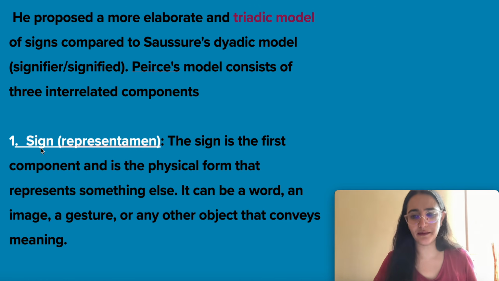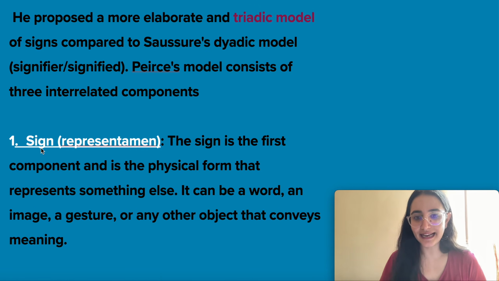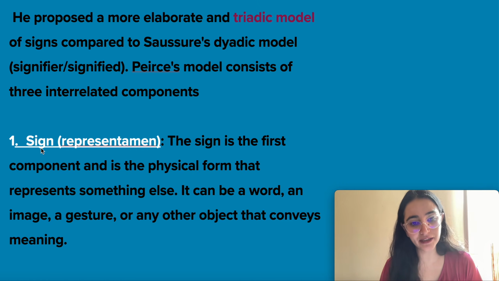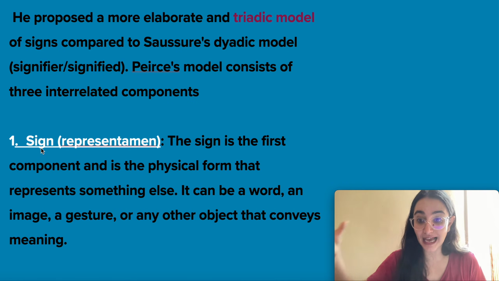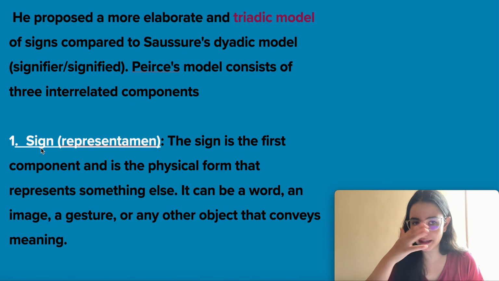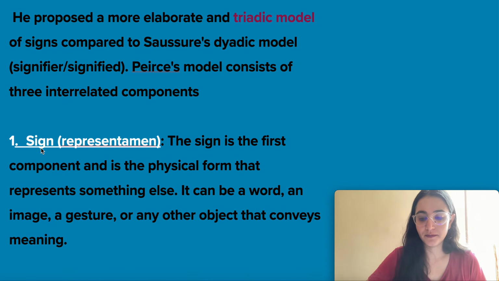Representamen is the same thing, just the name is different. The sign is the first component and is the physical form that represents something. It can be a word, an image, a gesture or any other object that conveys meaning. A signifier can be anything, a word, a sound, a gesture, through which you generate meaning in your mind. That is the representamen.